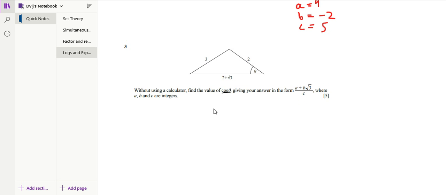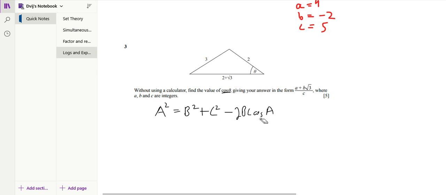So let's go ahead and use the cosine rule on this triangle. We know that, what is the cosine rule? It's a squared is equal to b squared plus c squared minus 2bc cosine a, right?